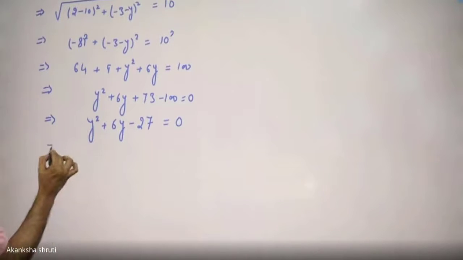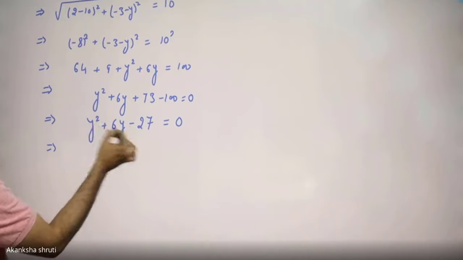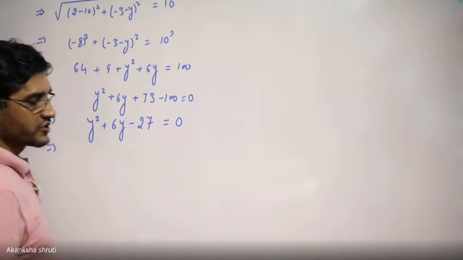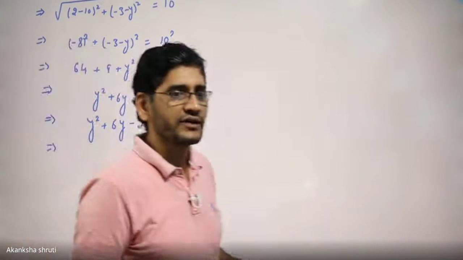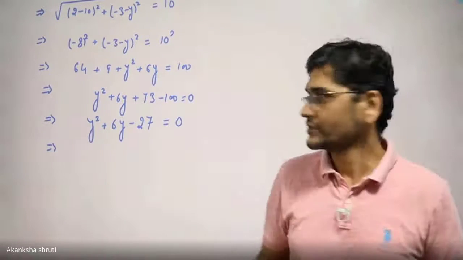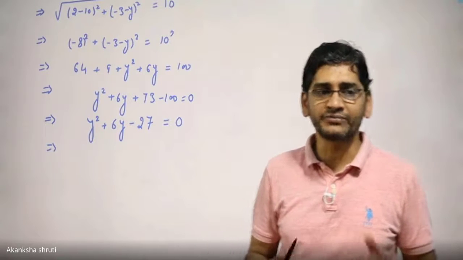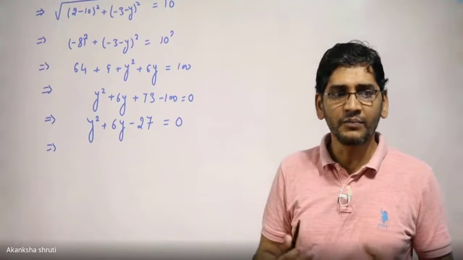So students, what is this? A into C is negative, but B is positive. So the two opposite factors we need to take, one with the positive sign, another with the negative sign, so that the product becomes negative. Since B is positive, the bigger factor should be the positive one.